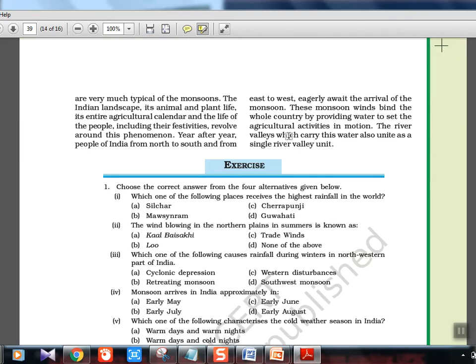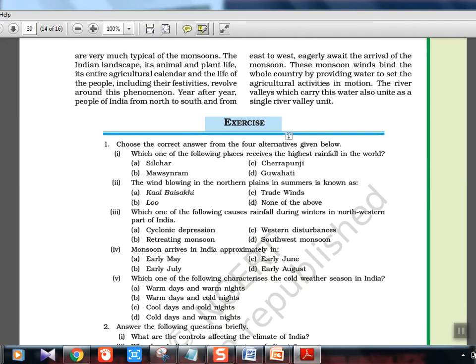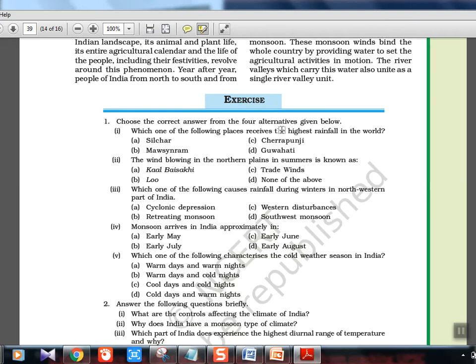So this chapter dealt with the basic idea of it. We'll see basic MCQs. Which one of the following places receives the highest rainfall in the world? Earlier it was Cherrapunji, you should know. The wind blowing in the northern plains in the summer is known as Lu. Kal Baisakhi is actually that mango shower thing. Which one of the following causes rainfall during winters in the northwestern part of India? Western disturbances, which originate from the Mediterranean Sea.